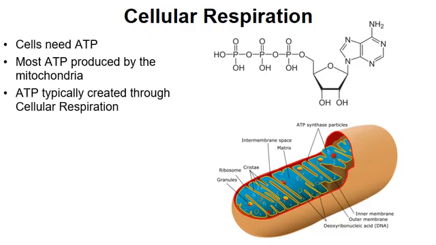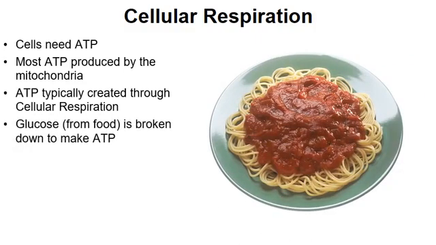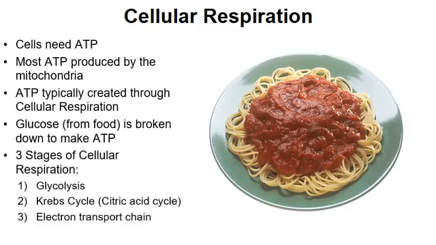Now, ATP is created through this process of cellular respiration, which we're going to go through in the rest of this video. A molecule of glucose that we get from our food is going to be broken down to make a whole bunch of molecules of ATP. That's what happens during cellular respiration. Glycolysis, the Krebs cycle, the electron transport chain, these are all breaking down molecules of glucose from our food to produce ATP. So let's move into glycolysis.